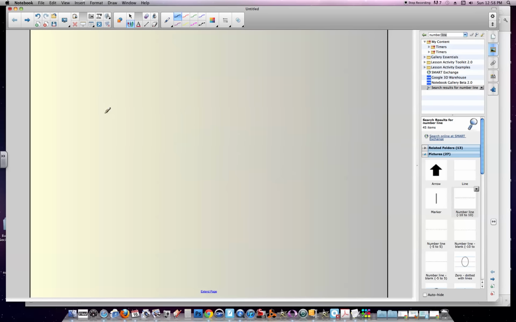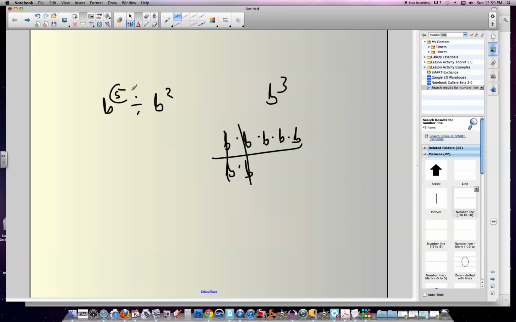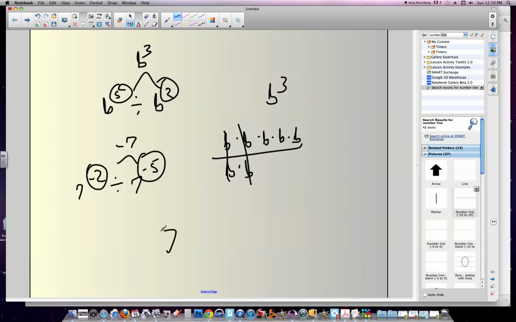Algebraically, if I said what is b to the 5th divided by b to the 2nd, you would say that is b times b times b times b times b over b times b. These cancel out, and you're left with b to the 3rd. Just subtracted those exponents. Same with negative exponents here, right? Let's say I had 7 to the negative 2 divided by 7 to the negative 5. Well, what is negative 2 minus negative 5? That's 3, right? So the final answer would be 7 to the 3rd power.